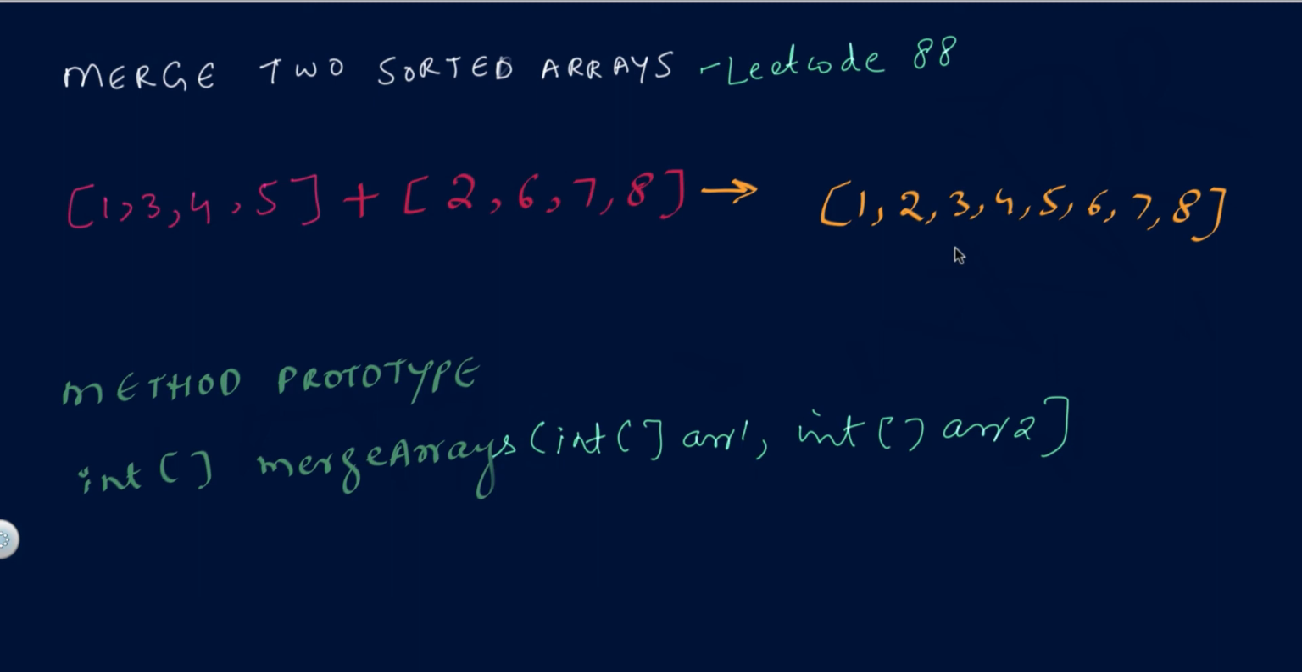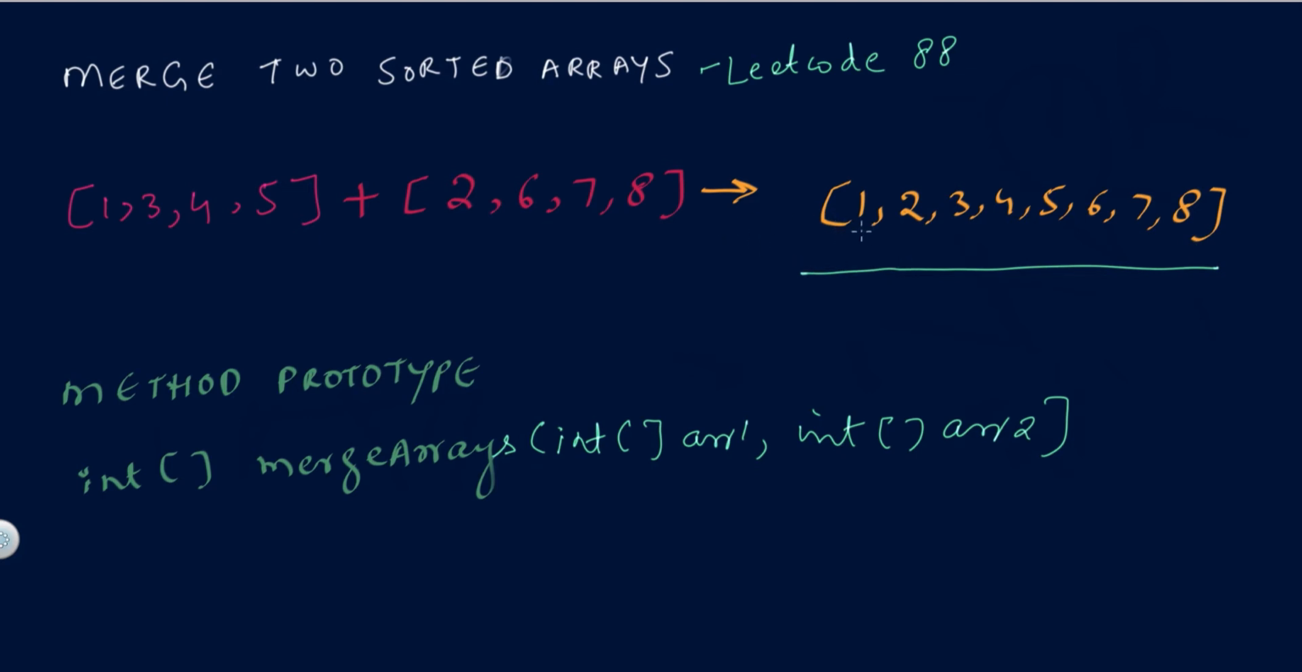Hello developers, this is one of the most important interview questions normally asked during data structure interviews. The problem statement is that two arrays are given, sorted from left to right. Array 1 is given and it is sorted from left to right: 1, 3, 4, 5, and similarly array 2 is also given, sorted from left to right. We need to merge these two arrays and the output should also be sorted.